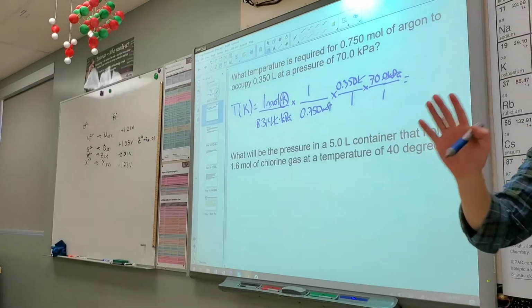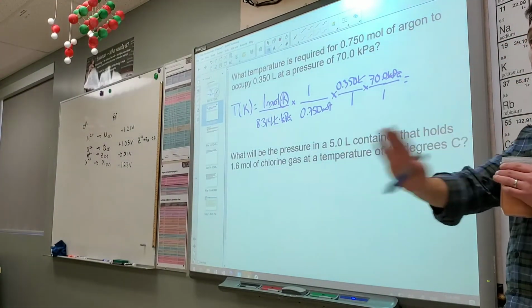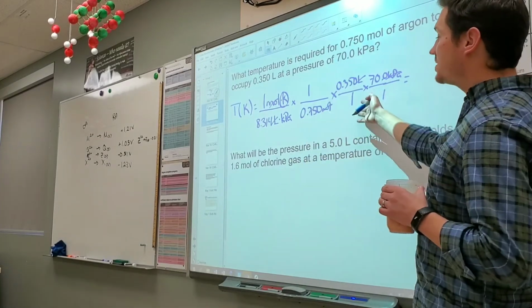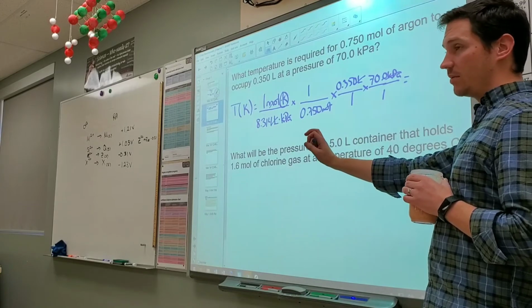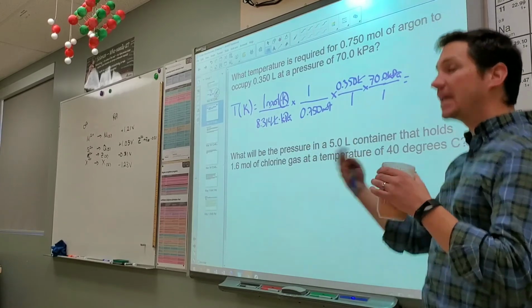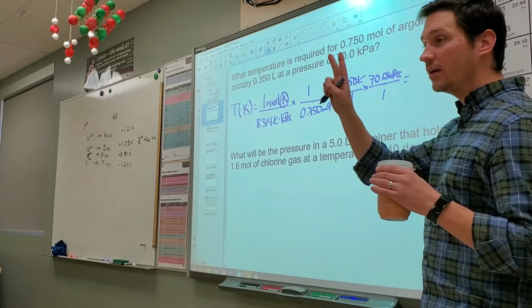Everybody put this into your calculator if you haven't already done it. If you have done it, then you don't need to, right? But put this into your calculator and confirm that we all get the same number. There's a reason why I don't just tell you what the answer is. One, I'm lazy. Two, I want you to do it, okay?